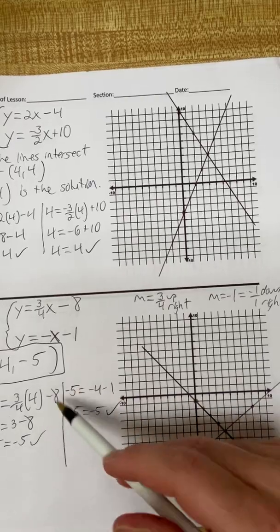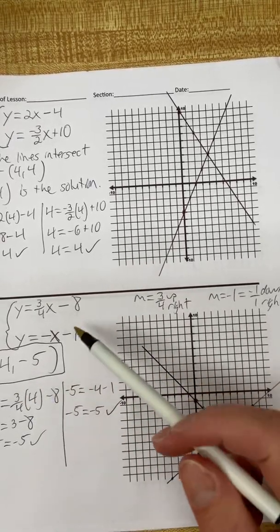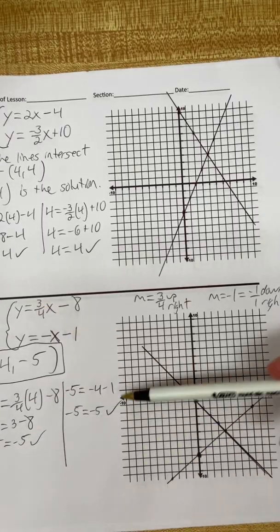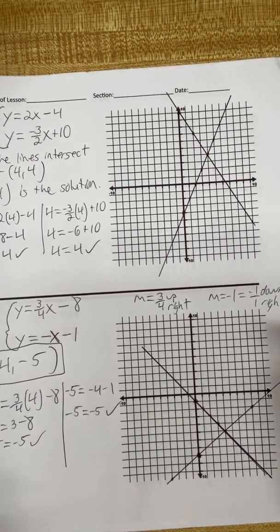Both those check out. It never hurts to check our solution. Some of the questions you get on a checkpoint are like, is 4 comma negative 5 a solution to the system? All you're doing is substituting in and making sure it's true.